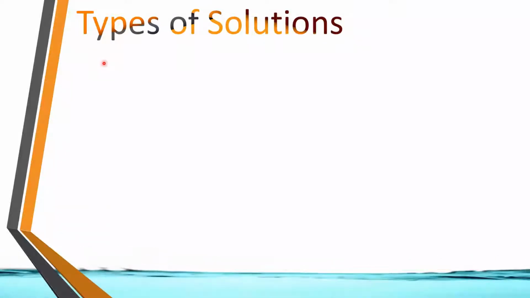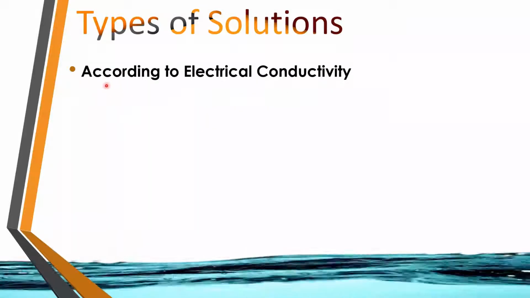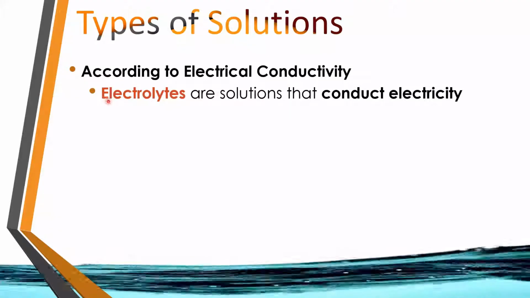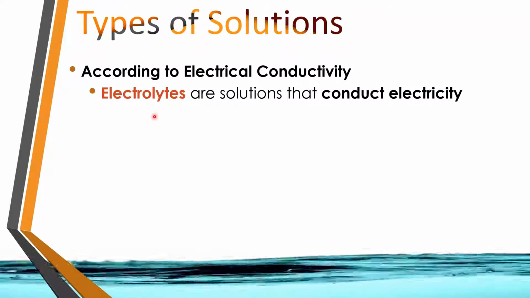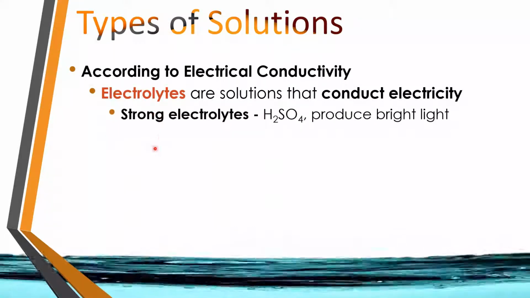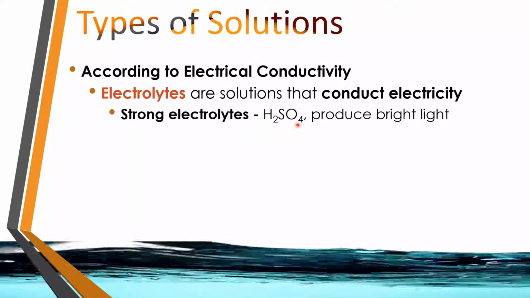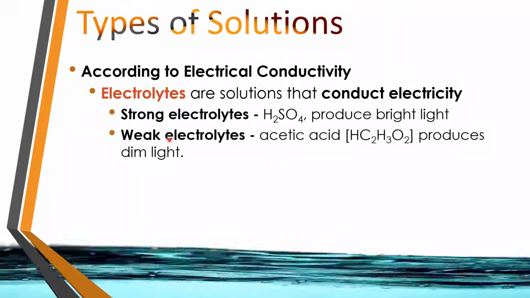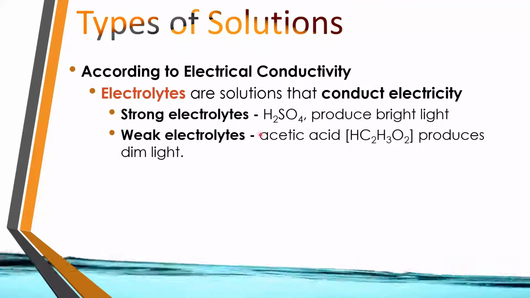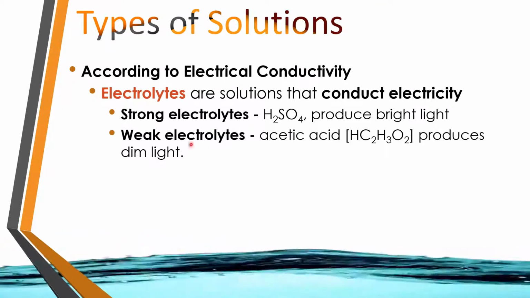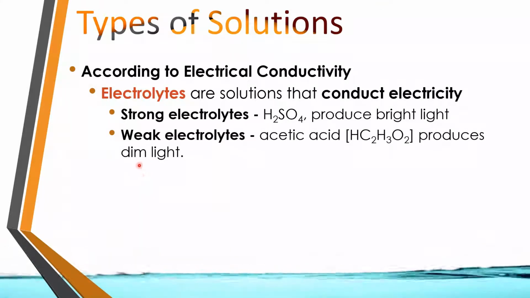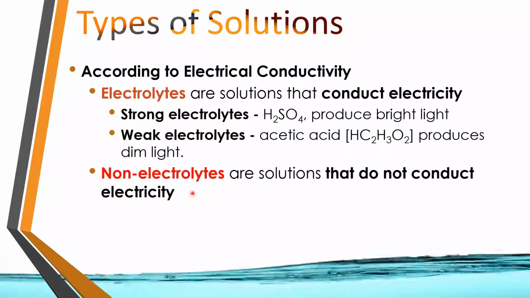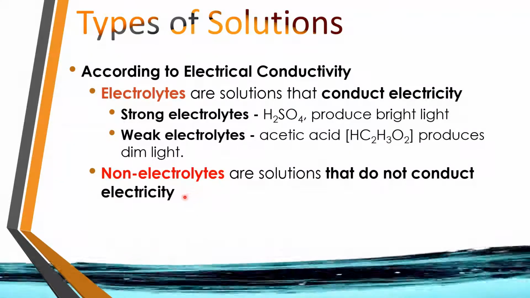Another way to categorize solutions is according to electrical conductivity, which gives two types, electrolytes and non-electrolytes. Electrolytes are solutions that conduct electricity, which has two types: strong electrolytes such as sulfuric acid, which produces bright light, and weak electrolytes such as acetic acid, which produces dim light. Okay? On the other hand, non-electrolytes are solutions that do not conduct electricity.